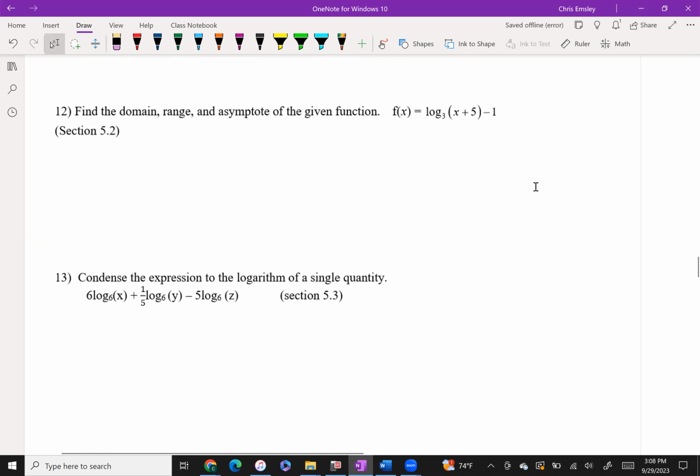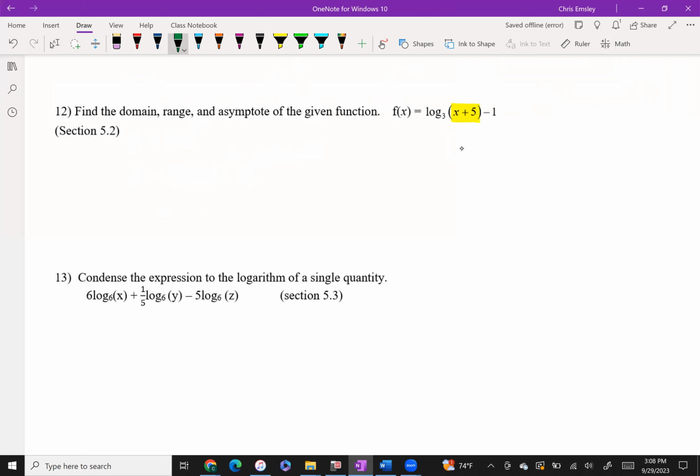Number 12, we have a logarithmic function, and we need to answer what is the domain, the range, and the asymptote for a logarithmic function. Well, based on the definition of logarithm, we should know that you cannot take the log of a negative number and you cannot take the log of 0. So anytime we have a logarithm, we always need to make sure that whatever is in the argument of the logarithm, whatever we're taking the log of, that has to be a positive number.